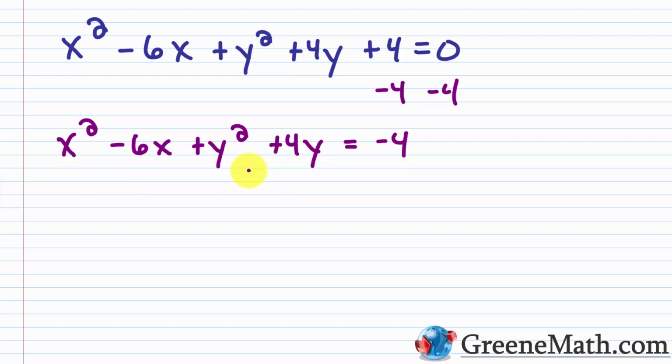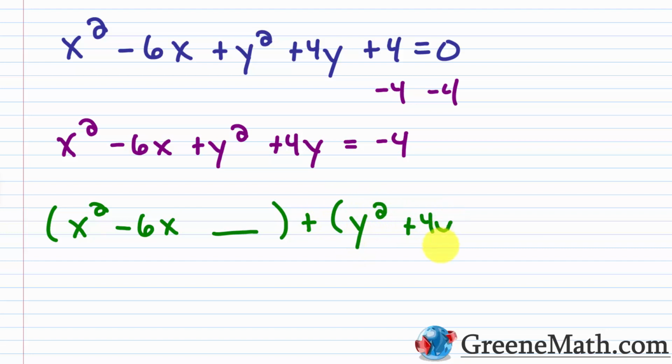All right, so now what we want to do is group the x terms together and group the y terms together. That's already done for us, but I'm just going to wrap them in parentheses. So I'm going to say this is x squared minus 6x. And then I'm just going to put a blank space here because we're going to add something to that. And then plus y squared plus 4y. I'm going to put a blank space because we're going to add something to that. This equals negative 4.